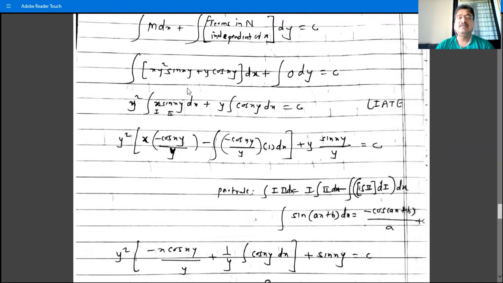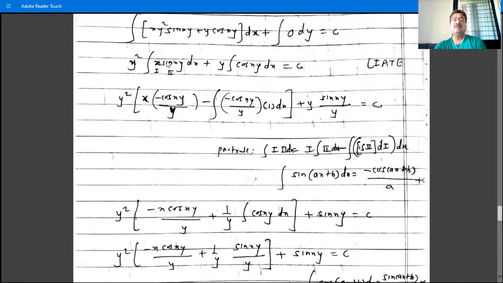And so this is the integration, dx meaning integration is with respect to x. So y² is constant, integration of x sin(xy) dx, plus again this y is constant, integration of cos(xy) dx is equal to constant. Now here the integration of x sin(xy) is by using the integration by parts rule.